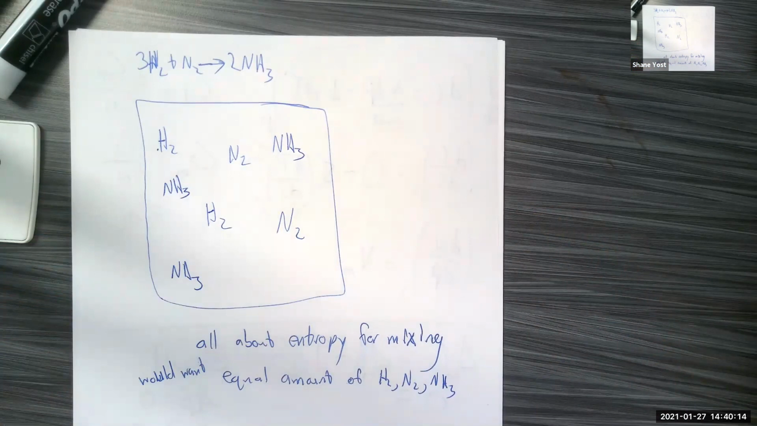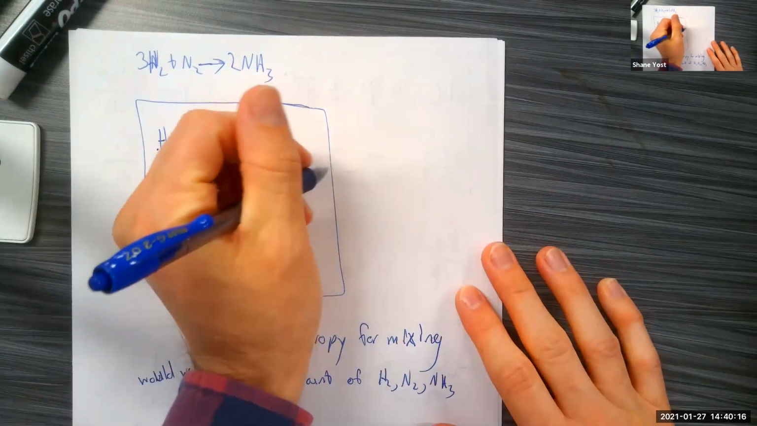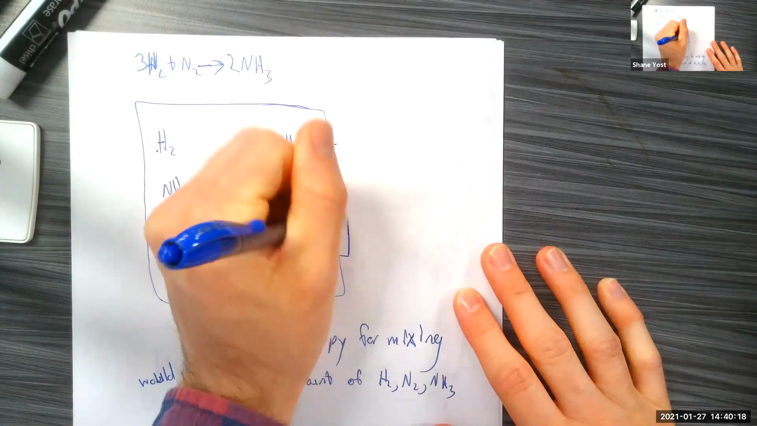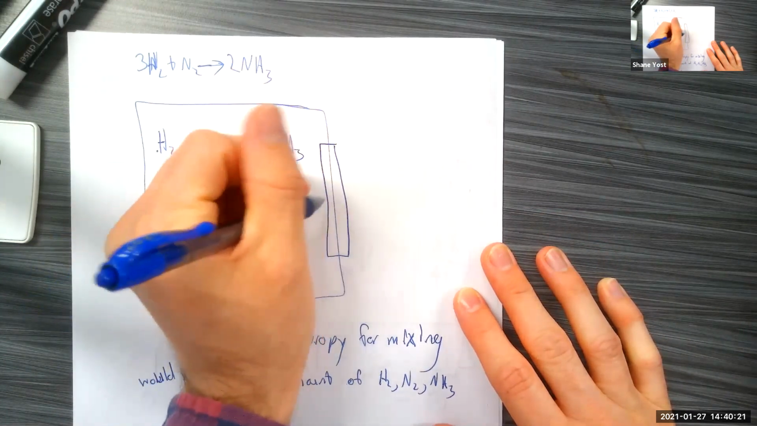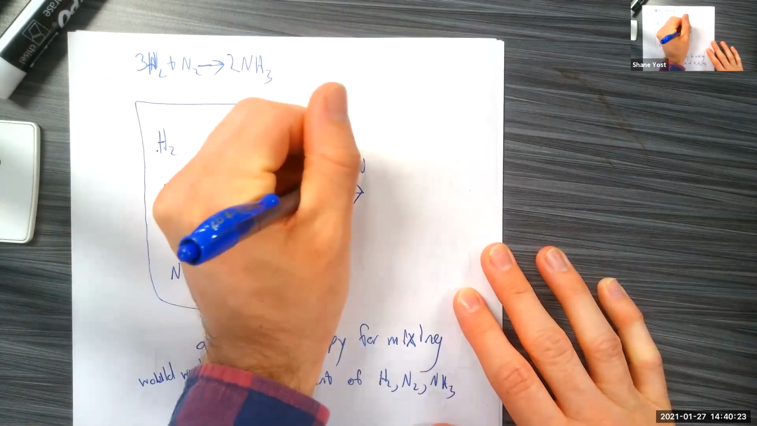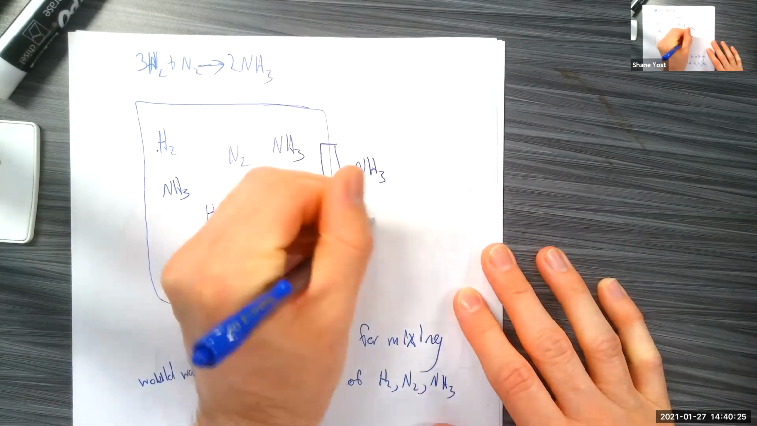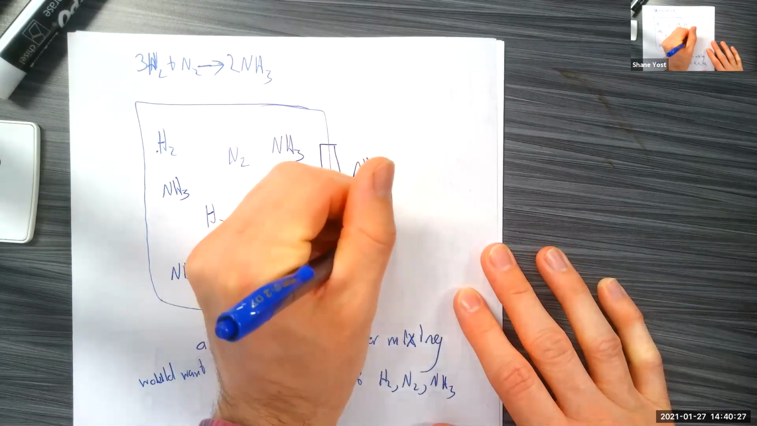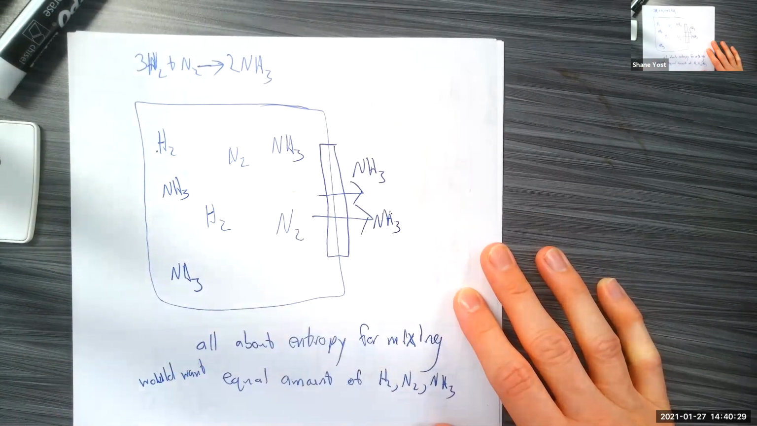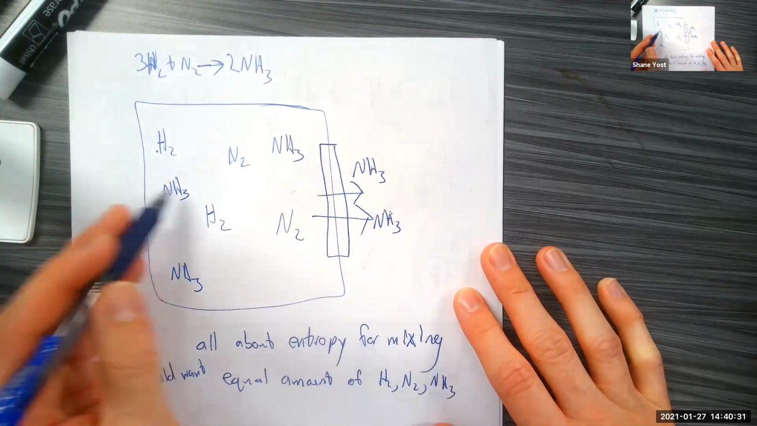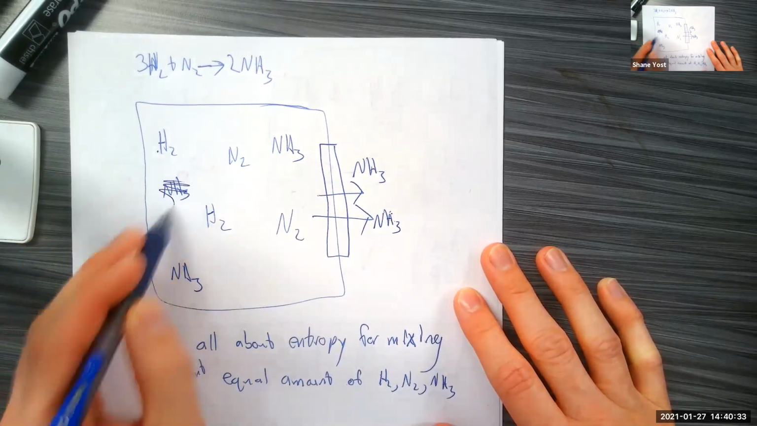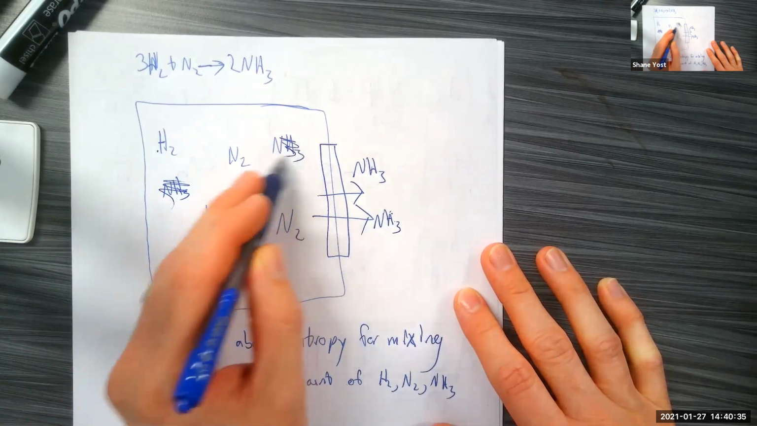And so if I'm doing this reaction, what I'd want to do is have some type of filter here, if you will, that allows my NH3 to escape, so that while this reaction is taking place, I'm getting rid of my NH3s.